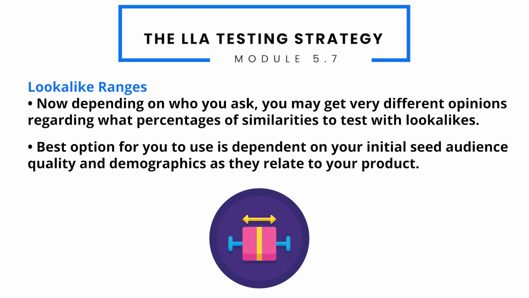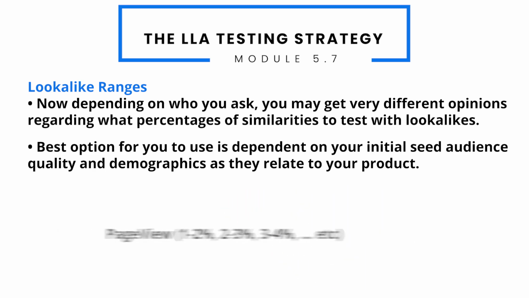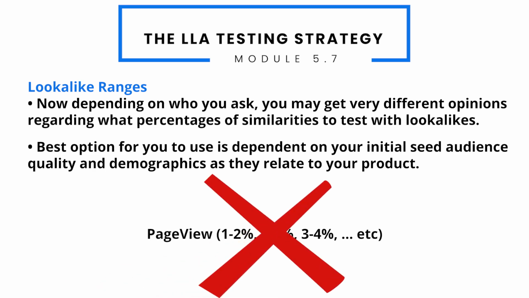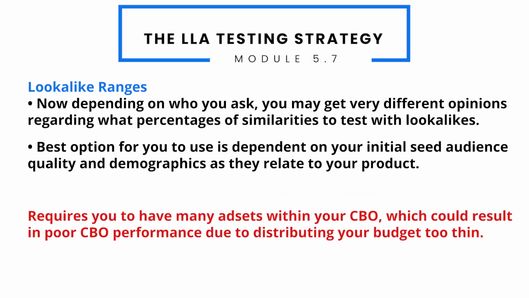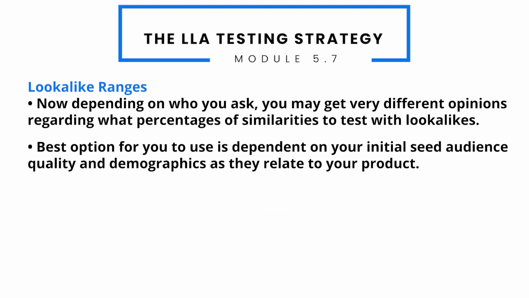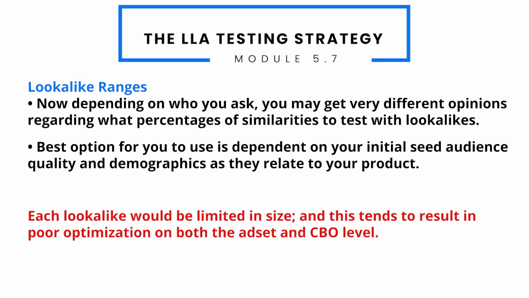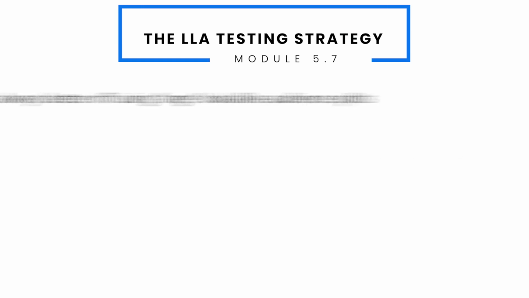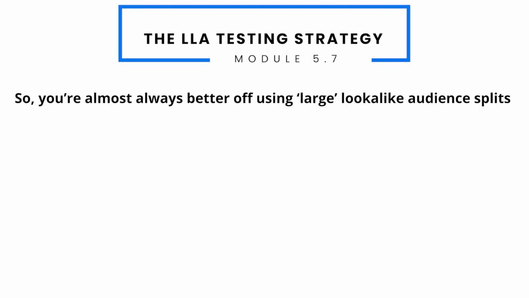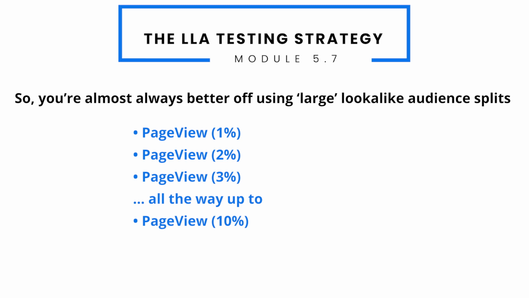Now, I've seen people test their lookalikes by splitting them into very small segments like this: page view 1 to 2%, 2 to 3%, 3 to 4%, etc. I find this approach to be unnecessary and potentially detrimental. This will require you to have many ad sets within your CBO, which could potentially result in poor CBO performance due to distributing your budget too thin. Additionally, each lookalike would be limited in size, and this tends to result in poor optimization on both the ad set and CBO level. So you're almost always better off using large lookalike splits like this: page view 1%, 2%, 3%, and all the way up to 10%.